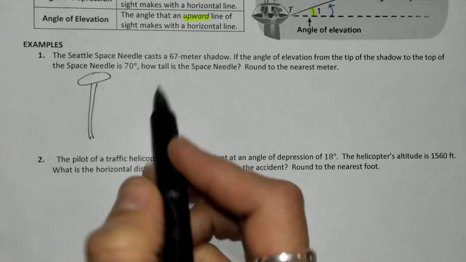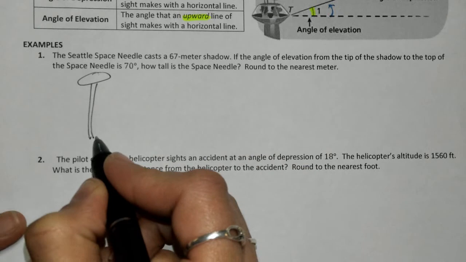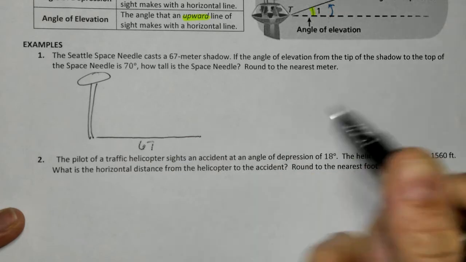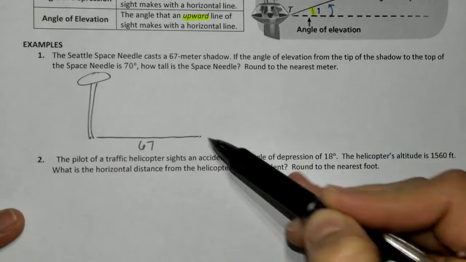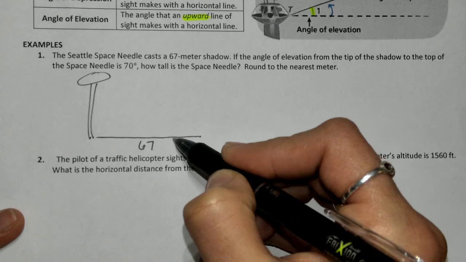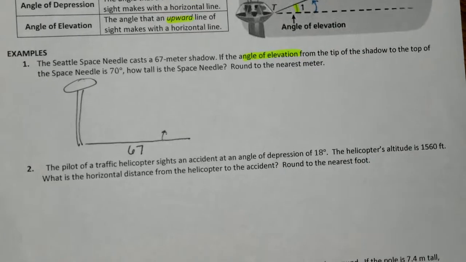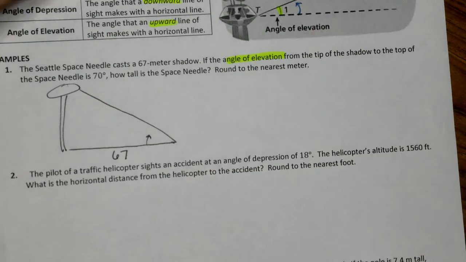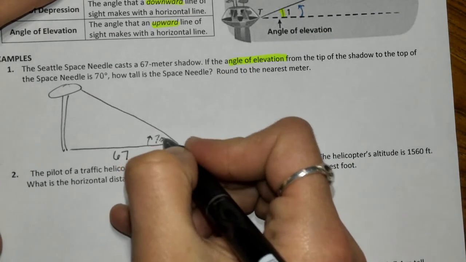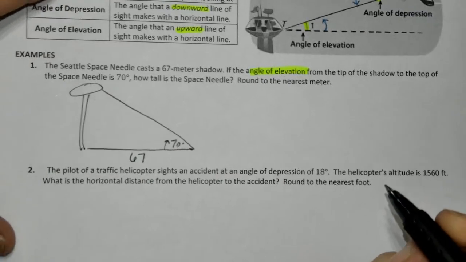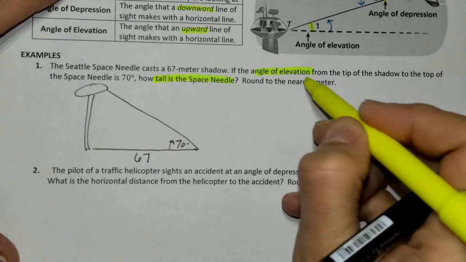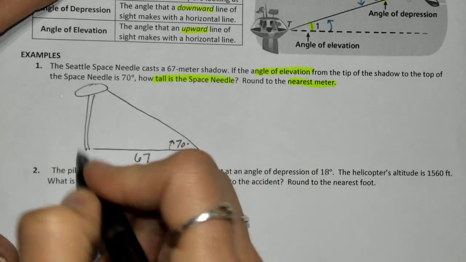We're saying here that it's going to cast a 67 meter shadow. Your shadow is always the horizontal distance, so this is going to be 67. We're saying the angle of elevation from the tip of the shadow right here, going upward to the top of that Space Needle, is 70 degrees. So there is our reference angle. We want to know how tall the Space Needle is, rounded to the nearest meter. So we're looking at the height right here.